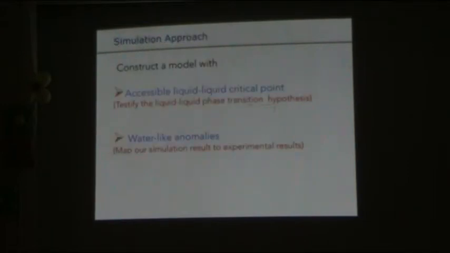So here's the deal. We want to construct a model that has two features. The first is to have an accessible liquid critical point, because we know that in experiment you cannot access it, but we can take advantage of computer simulations. We can build something that has this liquid critical point, and then look around at what really happens near the critical point. If we get something similar to the experiment data, we can map them onto each other, and therefore detect whether or not the critical point exists.